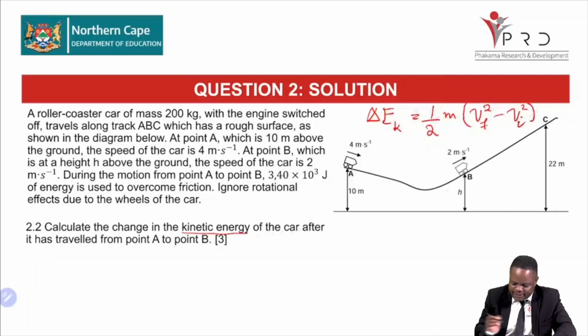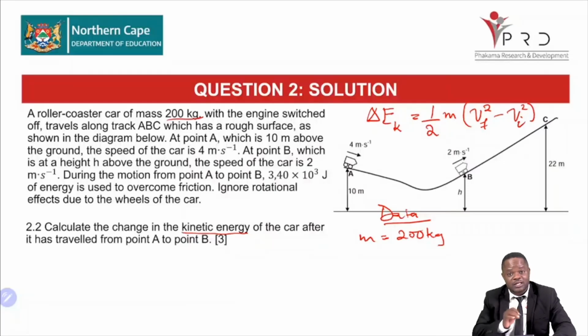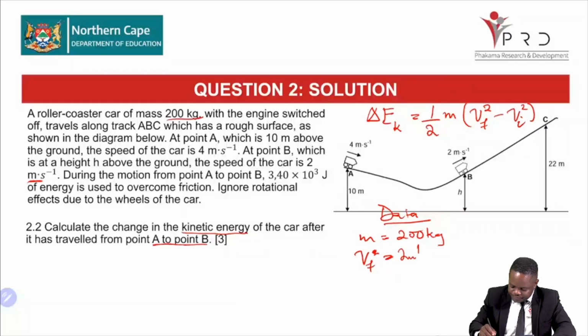These are the things that you need to search for from the question to get your change in kinetic energy. So you list your data here and you say, what is my mass? You come to the question, my mass there is 200 kilograms. All the information you need is there in the question. Final velocity, my VF. You're told between A and B, so what is the velocity at B? That is your final velocity. You are told at point B, which is a height h above, the speed is 2 meters per second. So that is your final velocity, 2 meters per second.